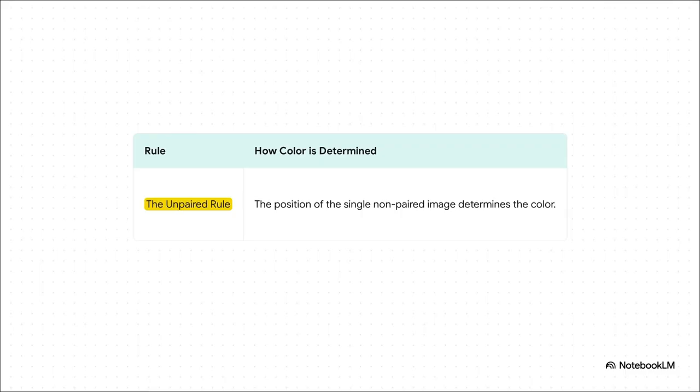The color rule also does a complete flip. Instead of the odd one out in a mixed group, we now have the unpaired rule. So in this trio of images, two of them form a neutral pair. That leaves the single unpaired image to be the sole decider of the group's color.